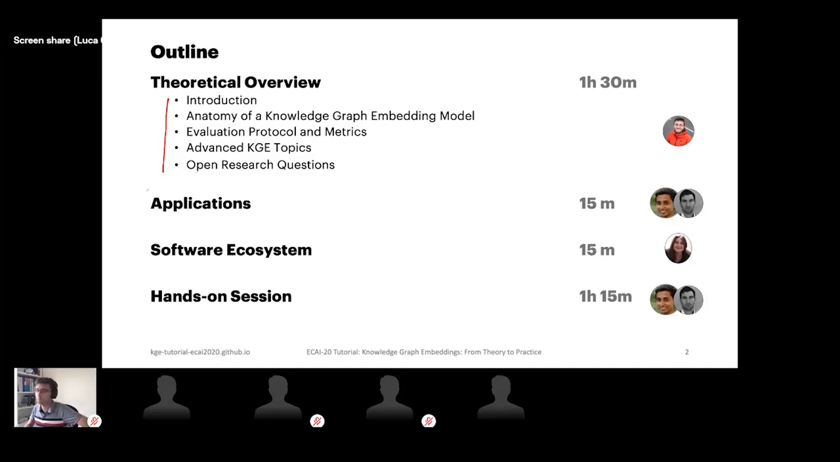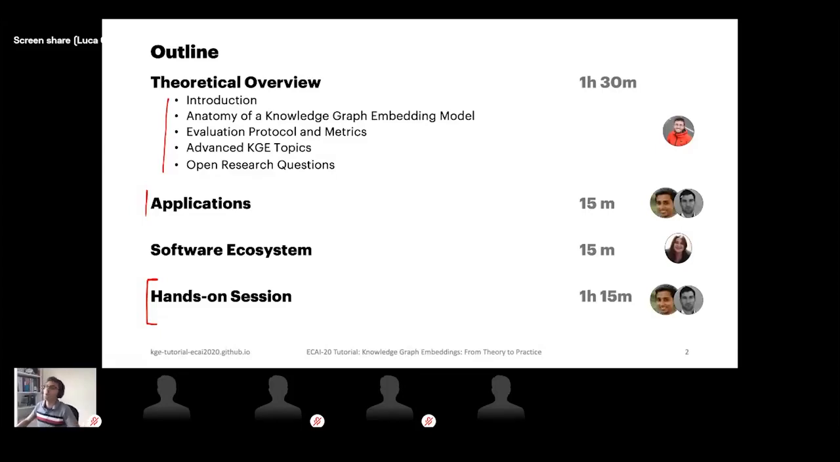Then we're going to move to a list of applicative examples with Sumit and Nick, and then Adriana will showcase the software ecosystem around knowledge graph embeddings. At the end of the tutorial, we'll have a very interesting hands-on session with a live Colab notebook, and Sumit and Nick will showcase the use of one of the libraries that implement knowledge graph embeddings, and show you how to work with it. We're going to share the link later on. All slides will be shared in the tutorial on the website, so you can look up the content and go through the slides later as well.